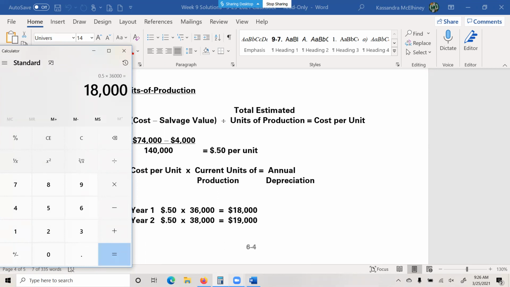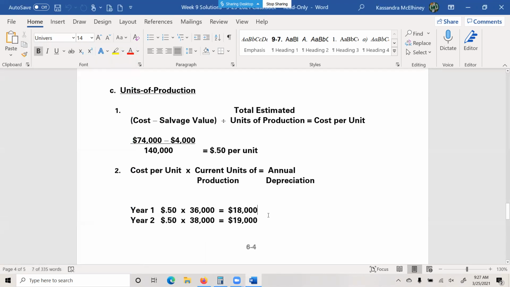And they would all have some sort of a unit counter as part of the equipment. Just like any good, something like a copy machine. Our copy machine takes count of the number of pages that we've copied. This equipment would count the number of units produced. Same basic idea. So $18,000 would be our depreciation for year one.